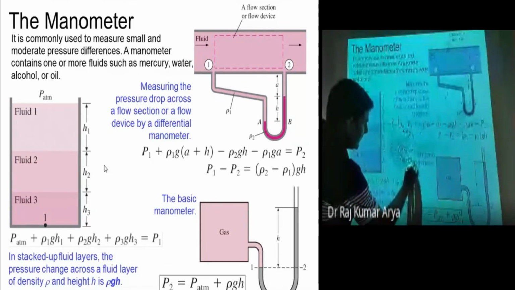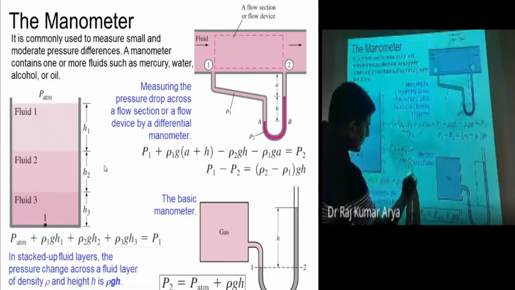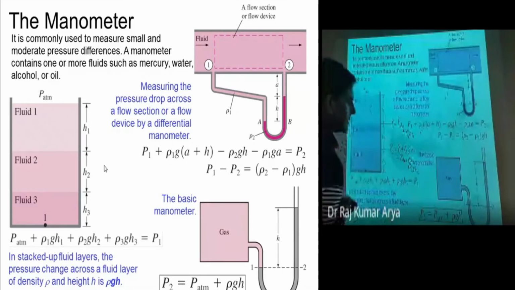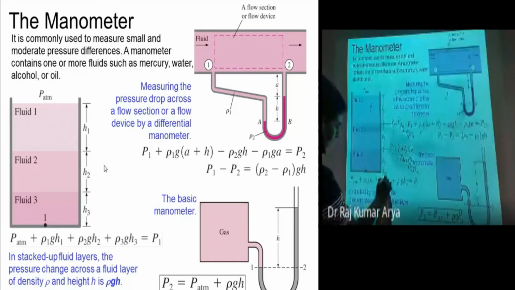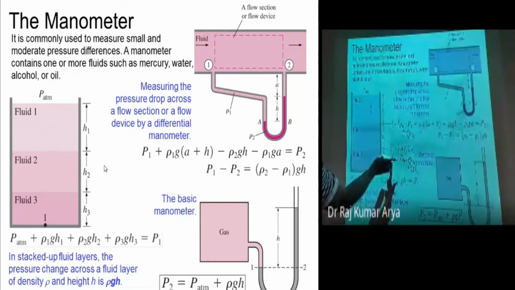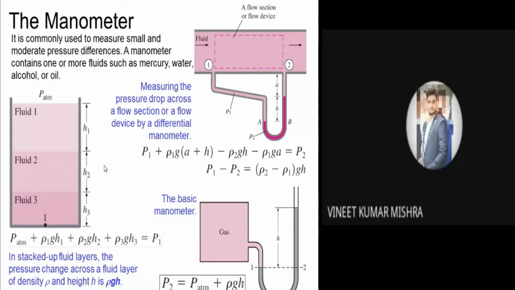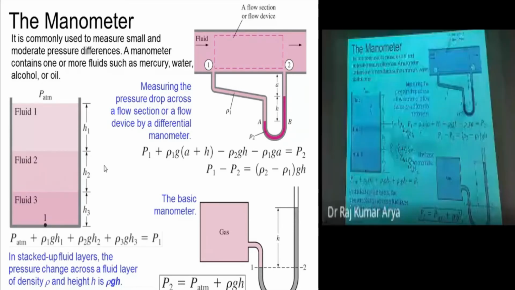Then rho g h1 plus rho 2 g h2, right? Yes, sir. The same way you can calculate pressure at point 3. So this would be P2 plus rho 3 g h3, right? Yes, sir.